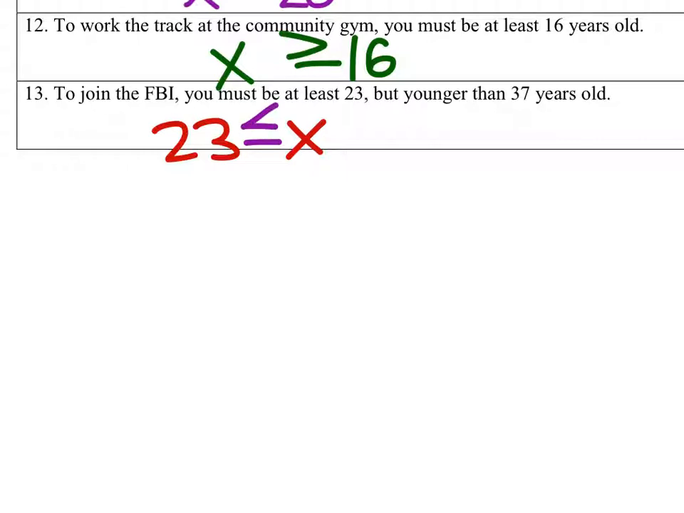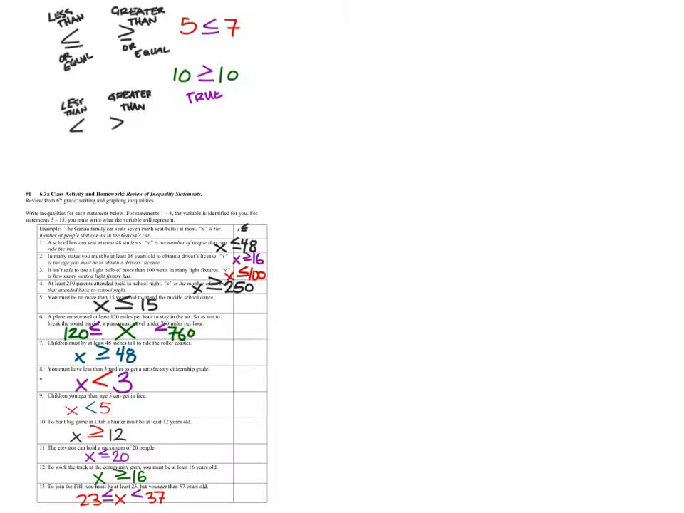But for 37, now let's compare X with 37. You eat the number with a line? Now this says you have to be younger than 37, right? Does that mean you can be 37? No. Since we can't be 37, then it would not have the equal part of that, okay? All right, so there's the first page.